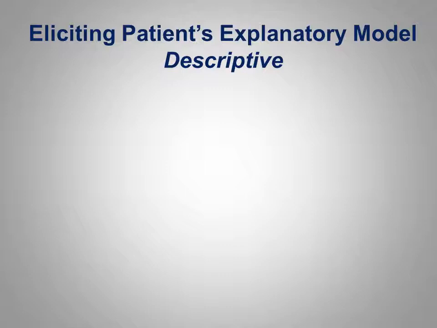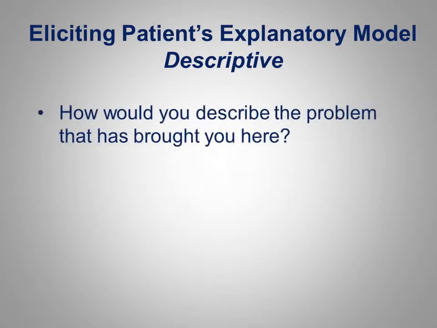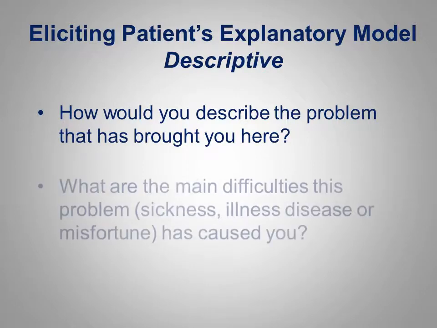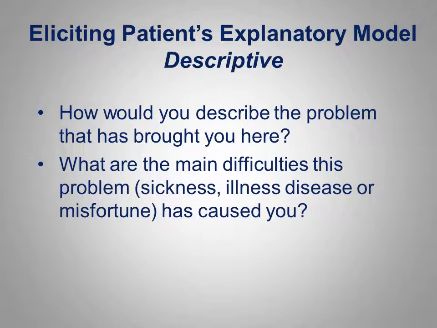So there are 9 questions in this explanatory model. The first are descriptive, and there are 2 of those. The first descriptive question is, how would you describe the problem that's brought you here? The second one is, what are the main difficulties that this problem, sickness, illness, disease, or misfortune has caused you?